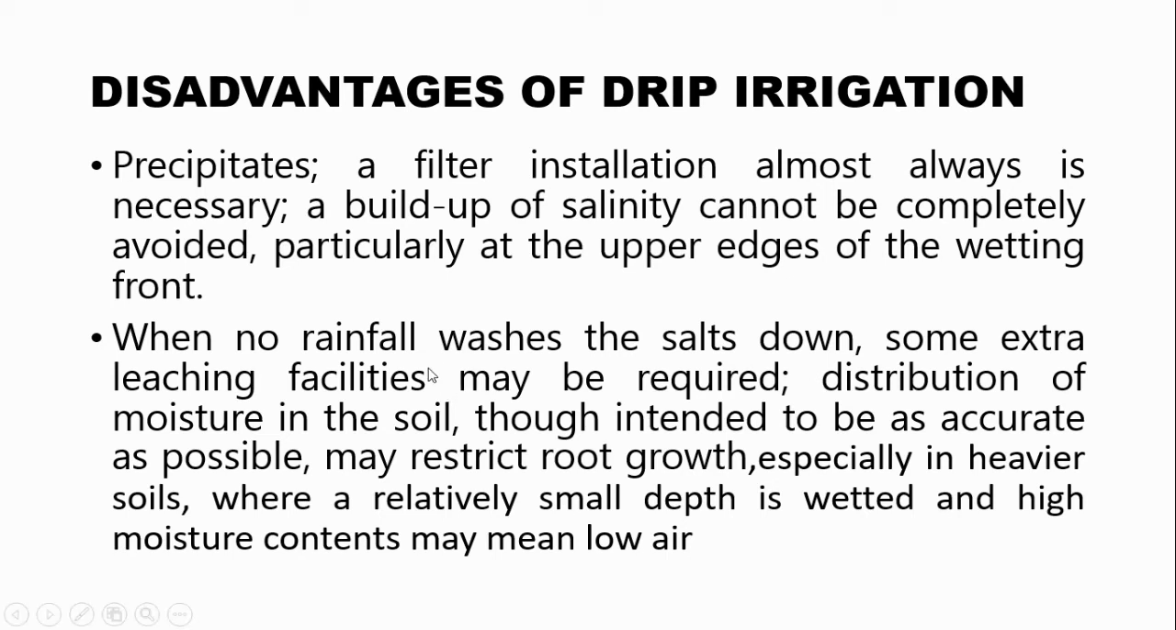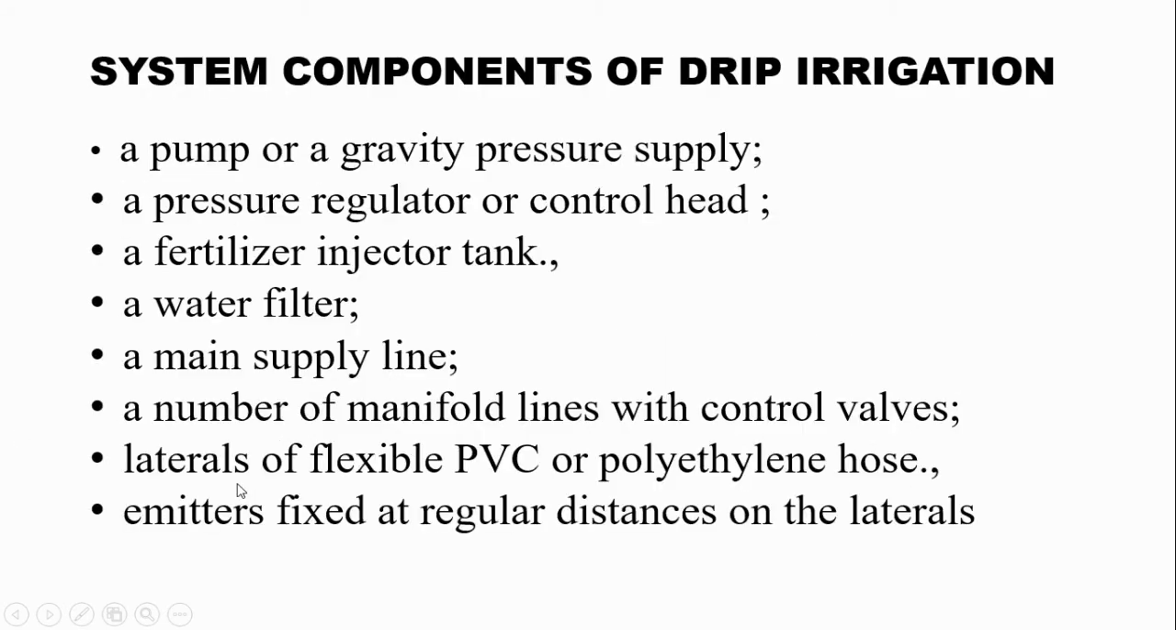So there are other disadvantages. Salinity can build up if the design is not well done, and when no rainfall washes the soils down, some extra leaching facilities may be required. And then we are going to look at some of the components of the drip irrigation system, although we had already looked at some of them.